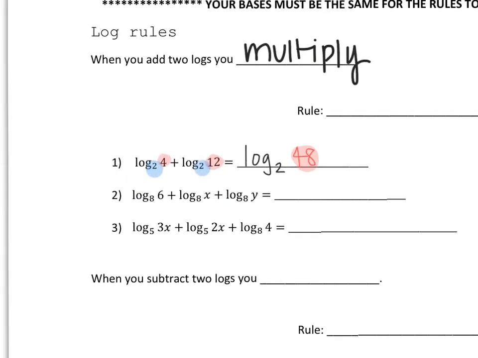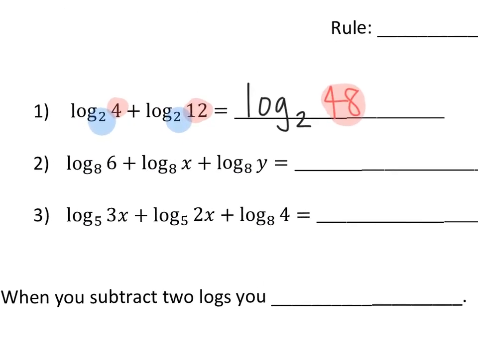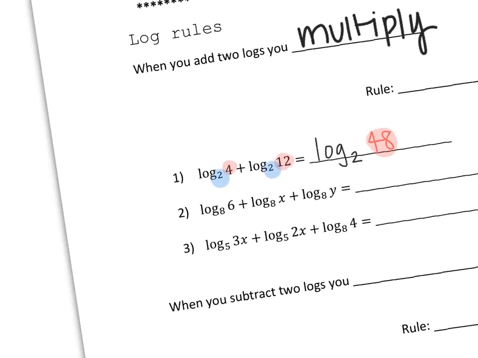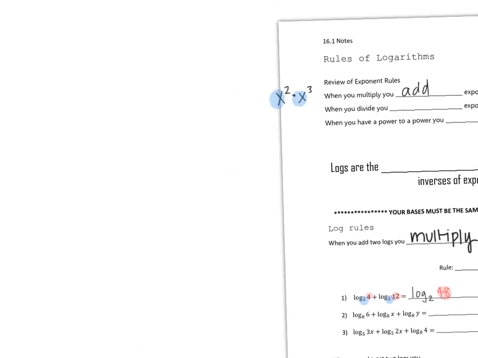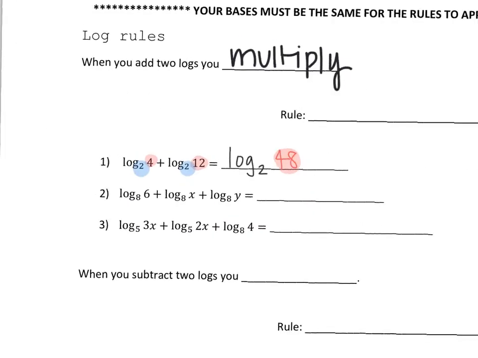I actually like problem 3 better than problem 2. So problem 3 says the log base 5 of 3x plus the log base 5 of 2x plus the log base 8 of 4. And as Trinity pointed out, this one is different. So I cannot combine it with the others. Just like if I had the problem x squared times x to the third times y to the fourth, I could not combine all of those together, could I? No, because they have different bases. The same thing is true with my logs. So I can combine what I can combine, and then I leave the rest there.